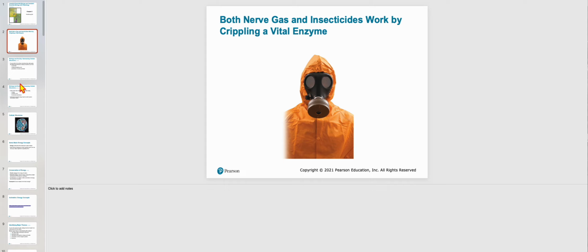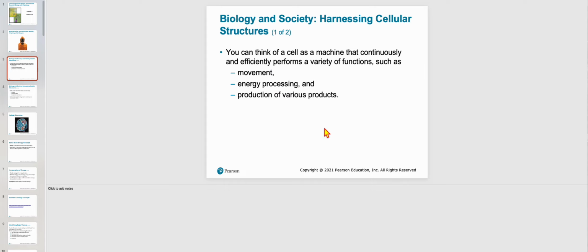So the first thing we're going to see here is this slide, and this one's important. It says harnessing the cellular structures. That's what we did in Chapter 4, where we learned the parts of the cell and what they do. Now, here are the things that we have learned. You can think of a cell as a machine. So we have different parts of a machine, and they all have different functions. So some part of the machine may be for movement, some part of the machine may be for energy processing, and some are for production of various products or making new things.